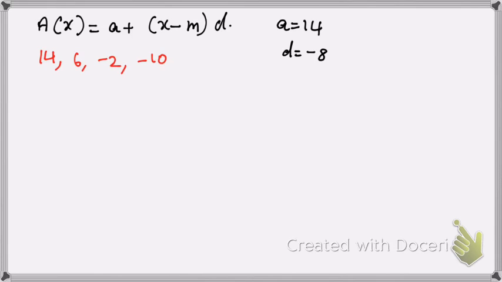So by looking at this sequence, we know that the starting number is 14, and D is -8, because D is basically the common difference between each item in the sequence, or each number in the sequence. In this case, what's the difference between 14 and 6? That's -8, right? And 6 and -2, that's again -8, right? And -2 and -10, that's again -8, right? So basically here D equals -8.